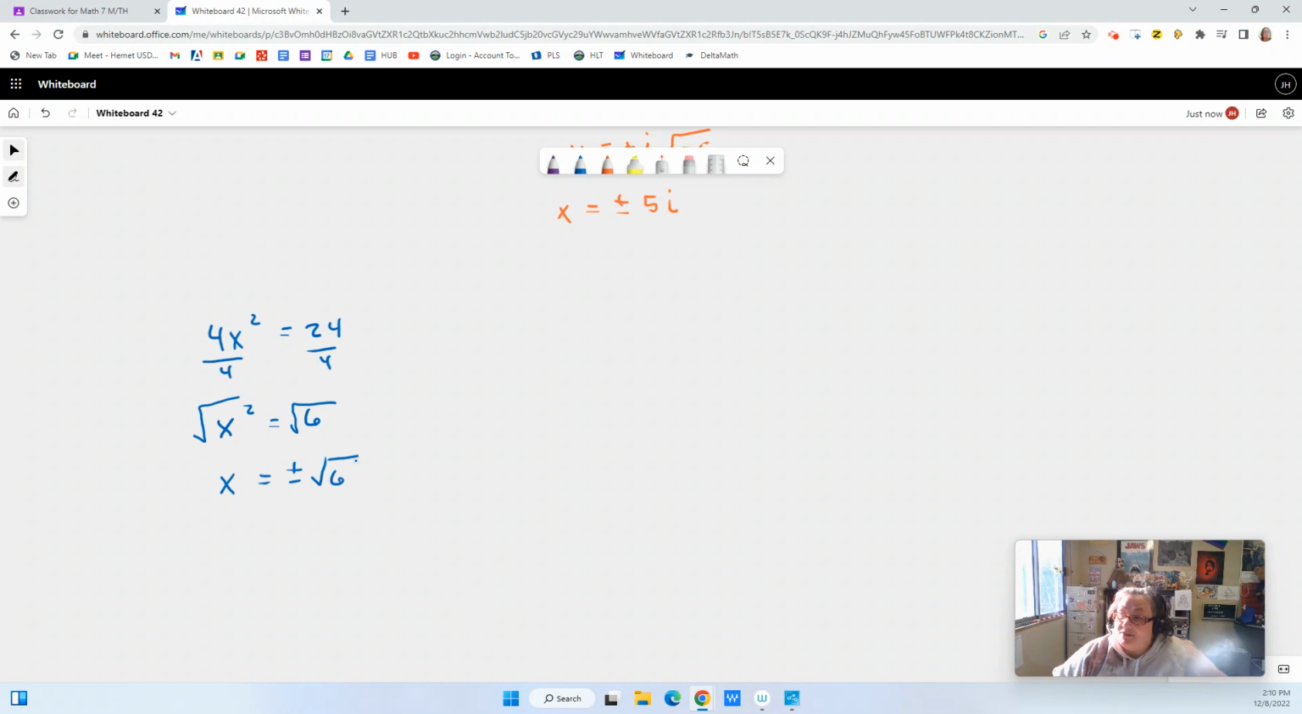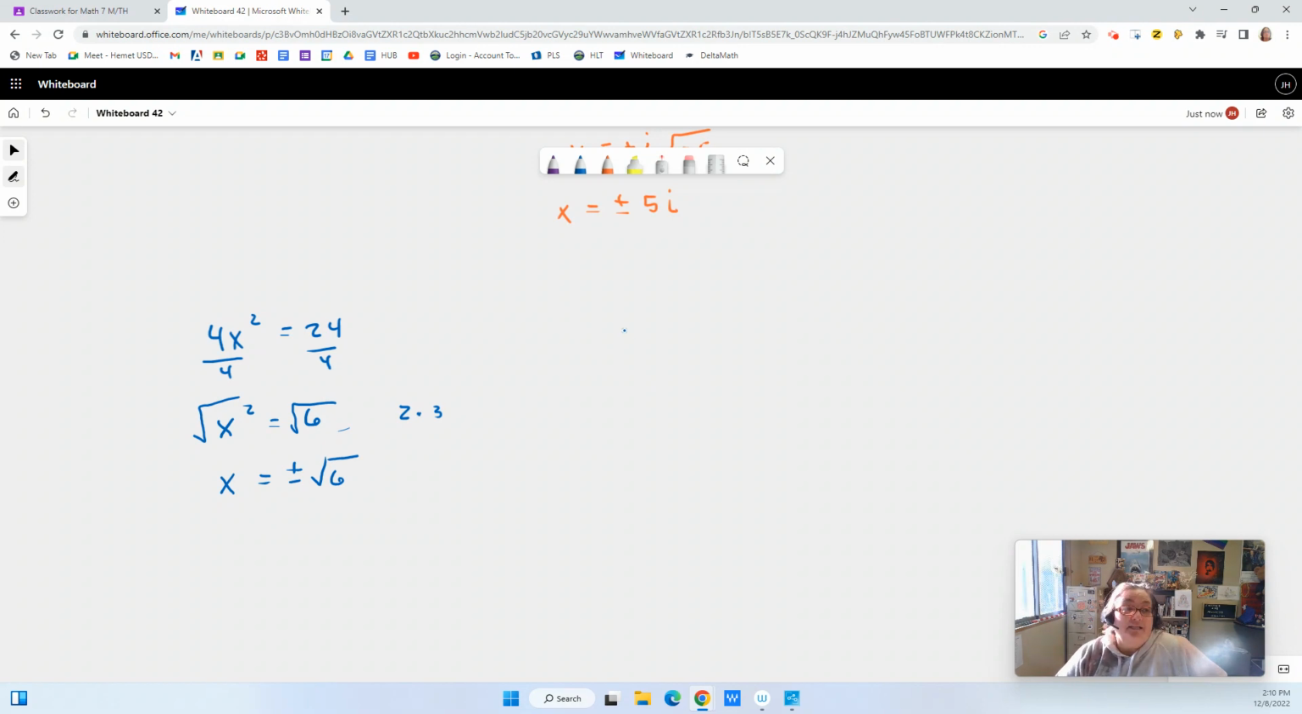So you're going to come across things like this too, where you look at it and you break it down. You go, okay, well, 6 breaks down to 2 times 3, and there are no pairs in there that I can pull out. So we'll just leave it as the square root of 6. Does that make some sense? All right.